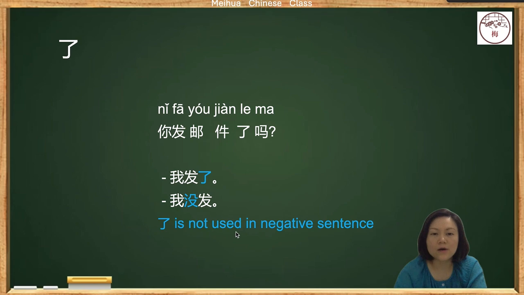Le is not used in negative sentences. Yeah, this is a very important tip. See, we don't have this le, right, in the negative reply. We don't say 我没发了. Le usually means something happened. If something didn't happen, there's no need to put le in a sentence, right? So just remember, le is not used in negative reply. 我没发, 我没去, I didn't go, I didn't send. 我没吃, I didn't eat. Remember, we don't use le in negative sentences.